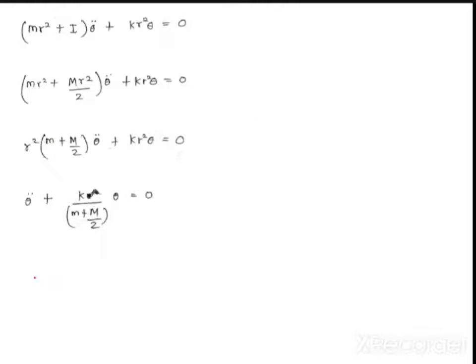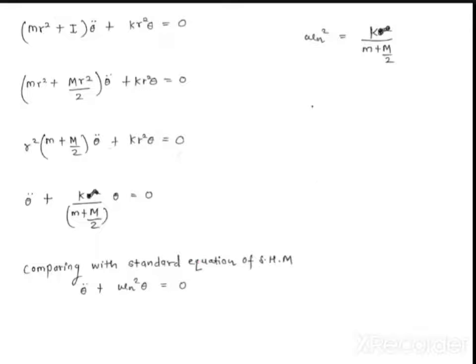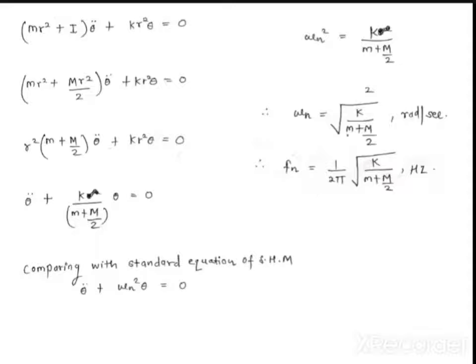Final step in the derivation, compare with the standard equation of simple harmonic motion, theta double dot plus omega n square theta is equal to 0. Now comparing, you get omega n square is equal to k upon (m plus capital M by 2). What you are getting? Omega n is root of k upon (m plus M by 2), and what is fn? 1 upon 2 pi square root of k upon m.